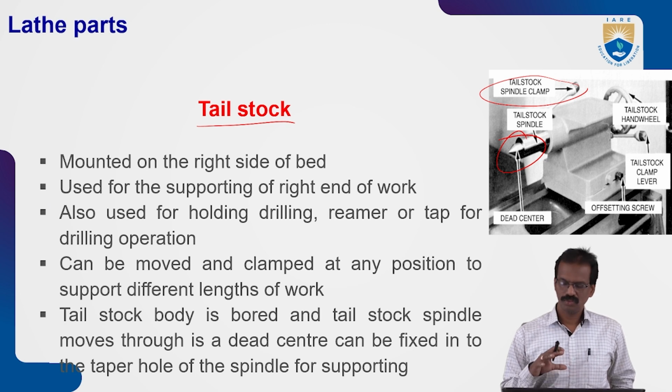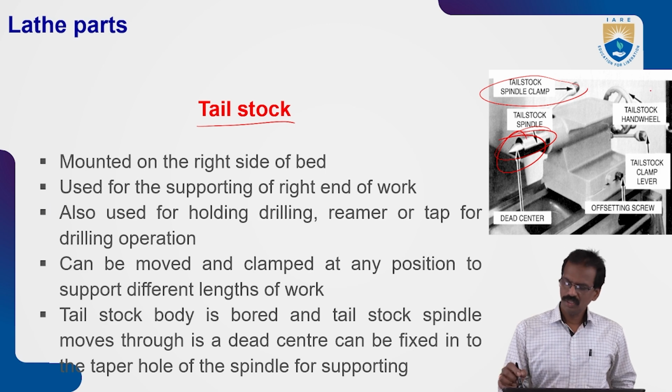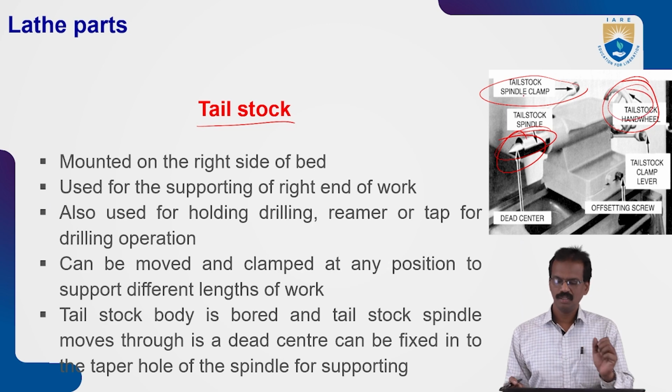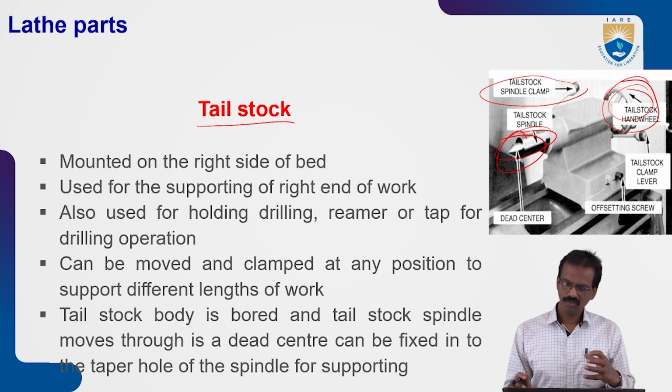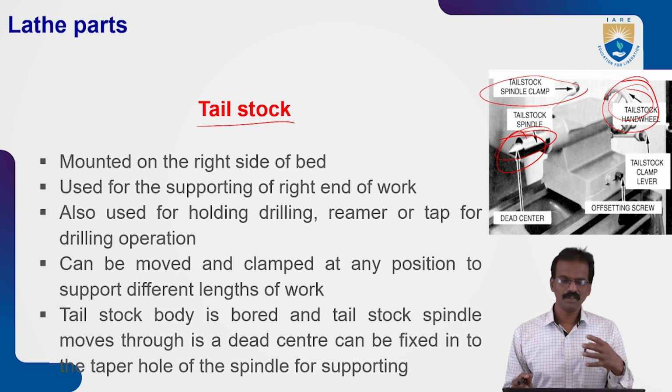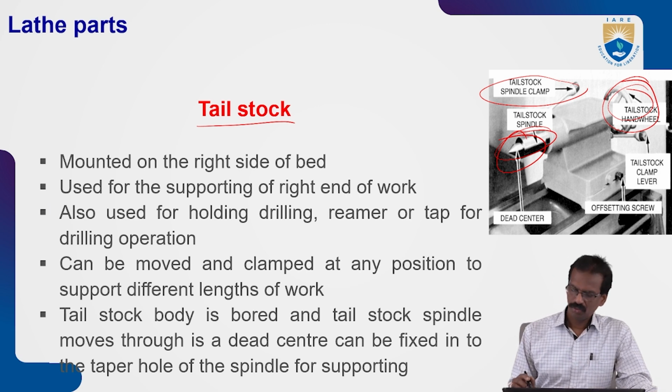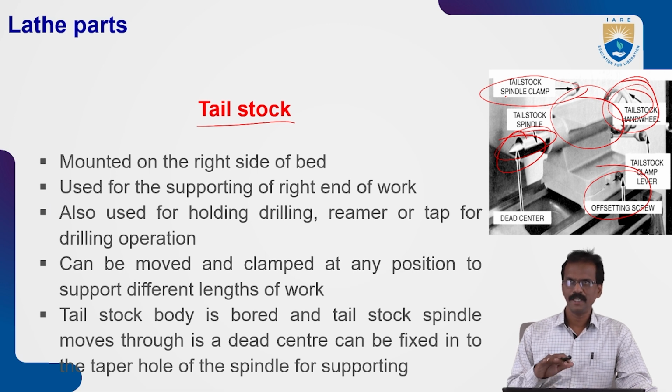The spindle clamp is used to fix the movement of the dead center spindle. This is the lever to operate to fix this spindle. By operating this one, you can fix the spindle, otherwise we can remove the spindle. In that place we can fix different types of tool bits also. Next is the offsetting screw. This is very important. It is used to fix the tailstock on the bed.